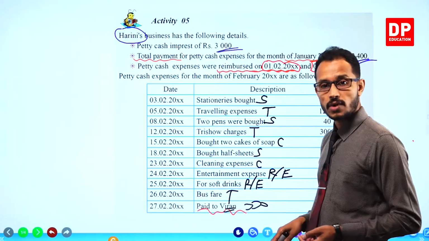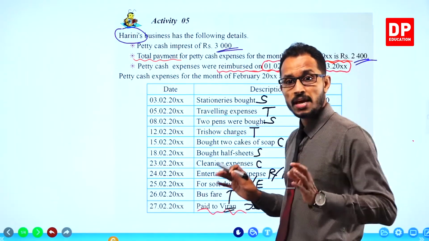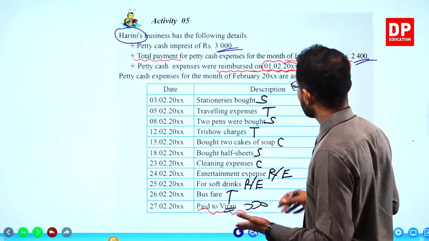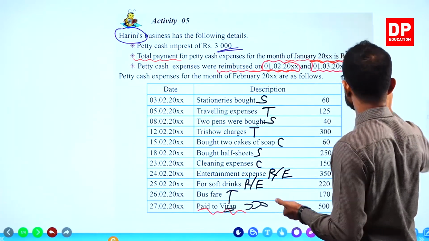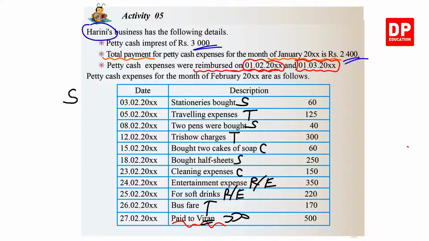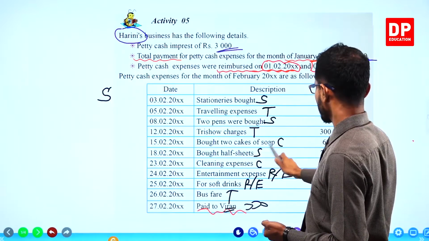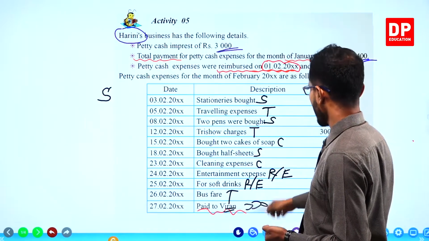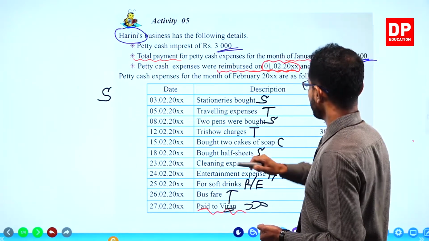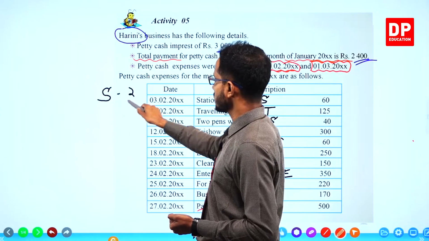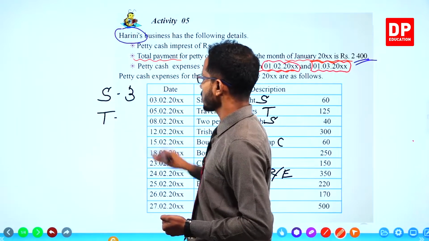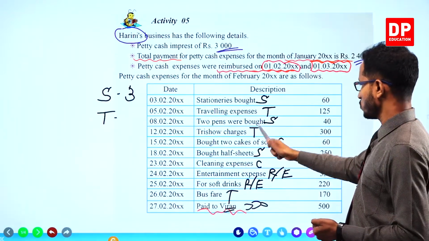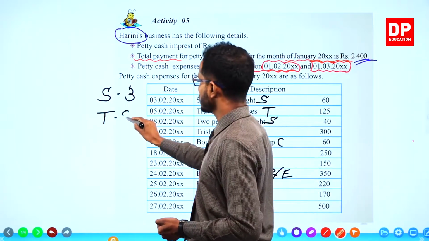Right. Now let's count what the main payments are. We have stationery items. 1, 2, 3. Stationery, we have 3 items. Okay. Then for traveling, we have 1, 2, again 3 items for traveling.